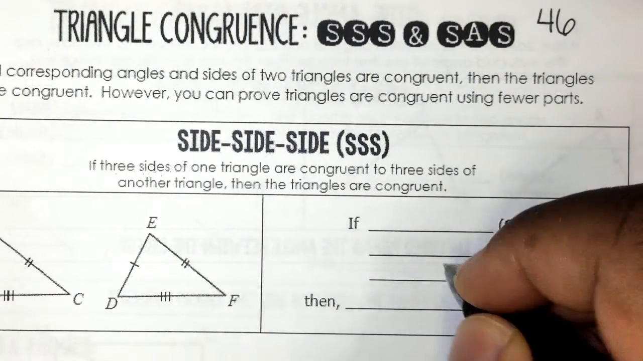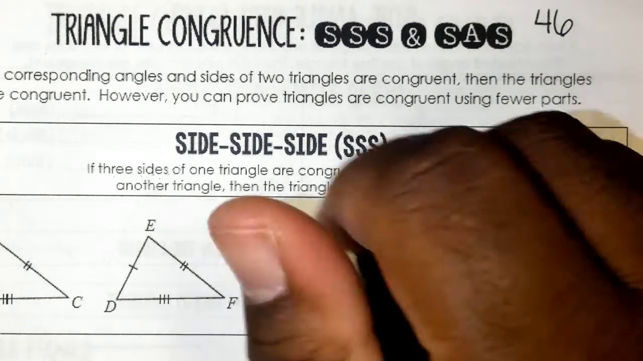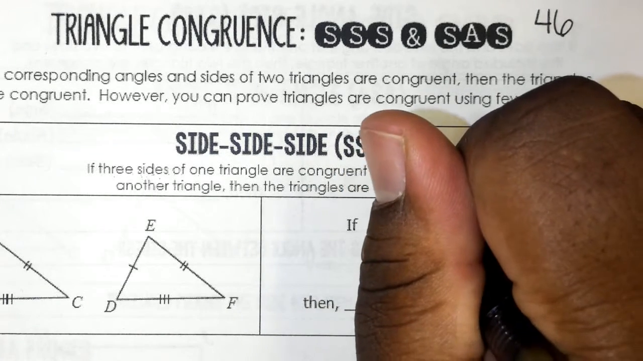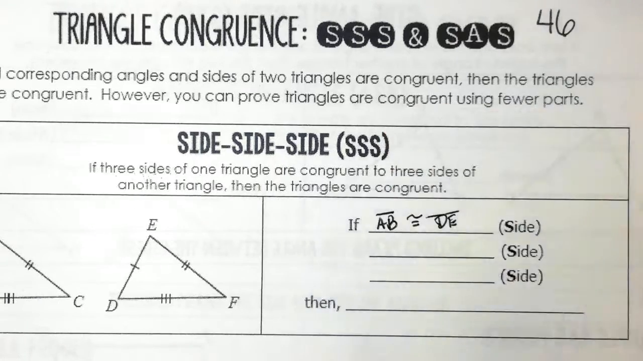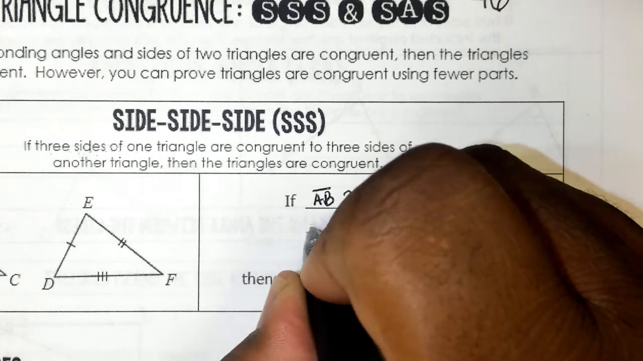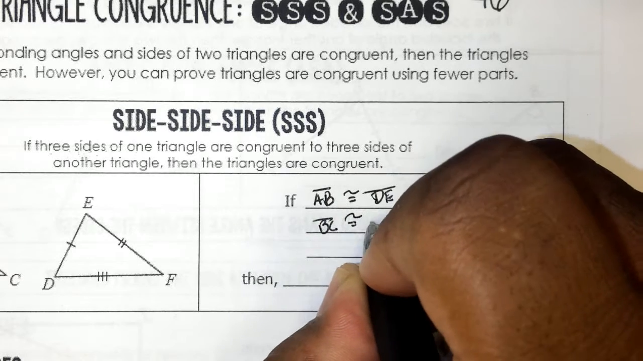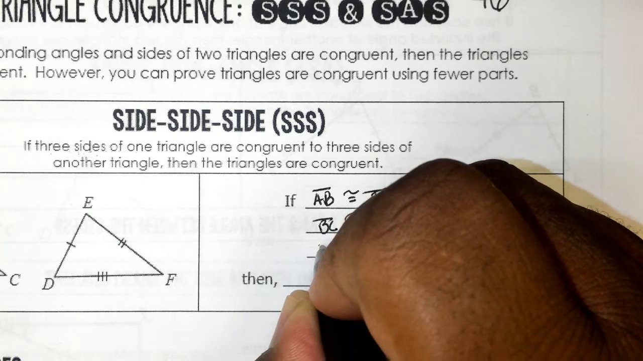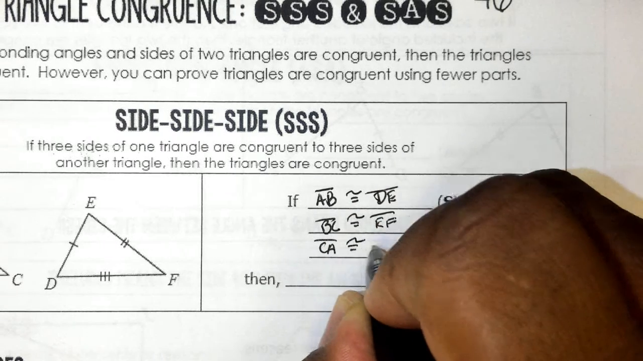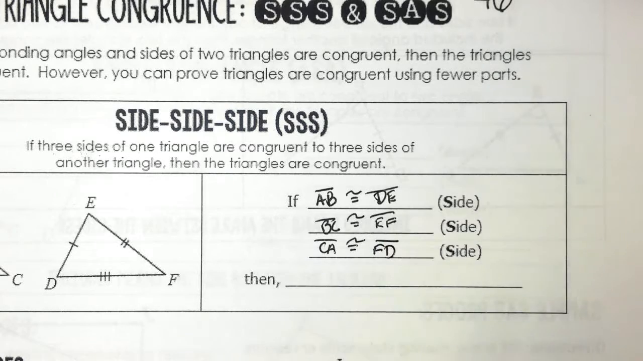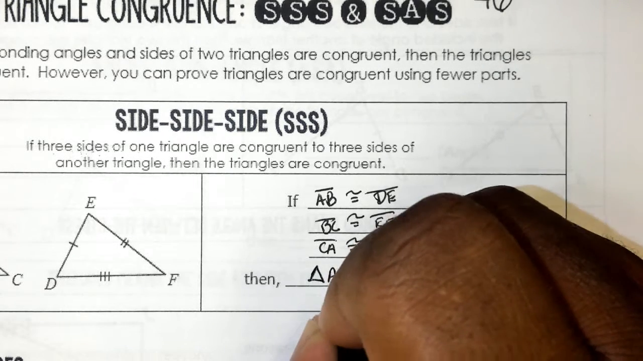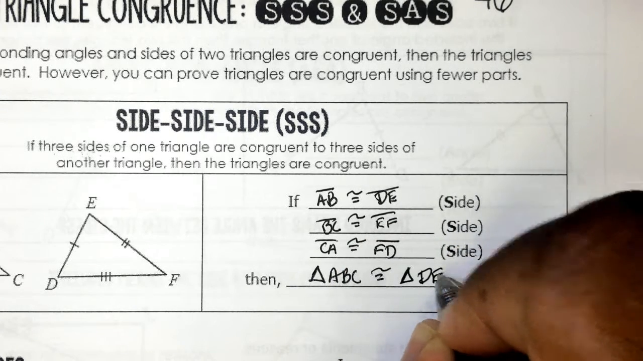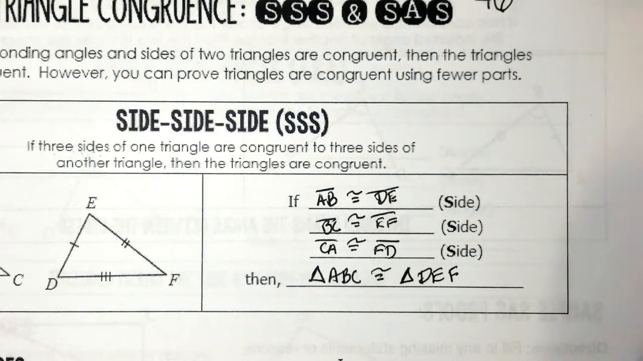In this case, we're just writing the statements out over here. It says if segment AB is congruent to segment DE, and then segment BC is congruent to segment EF, and then segment CA is congruent to segment FD. If we know that, then we know that triangle ABC is congruent to triangle DEF. This is about side congruency.